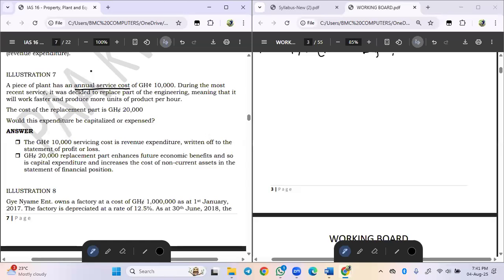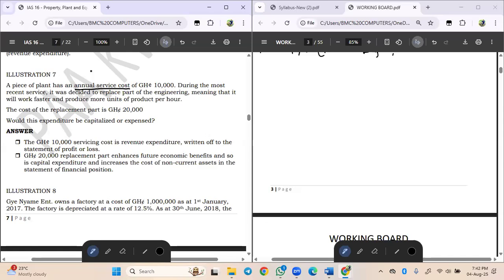So this annual cost is 10,000. During the most recent service, it was decided to replace part of the engineering, meaning that it will work faster and produce more units of product per hour. So the cost of the replacement parts is 20,000. They want to replace part of that particular plant, and replacing it will increase the productivity of that plant. But the 10,000 is just the annual service cost.